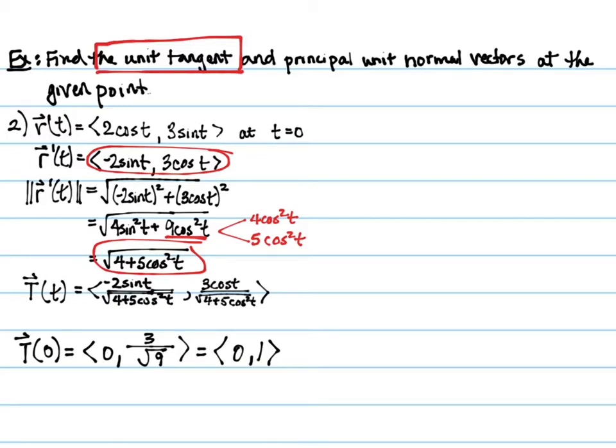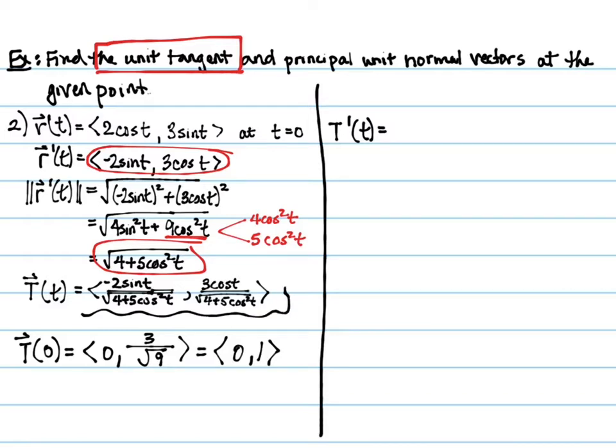Okay, are we ready to find our principal unit normal vector? I think I put the words in the wrong order. All right, so let's take a look. We need to find then T prime of t, right? So we're going to go back up to this and do a derivative, because that's going to be fun. It's going to be messy, isn't it?